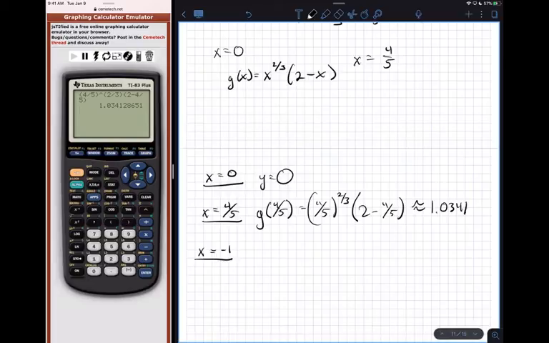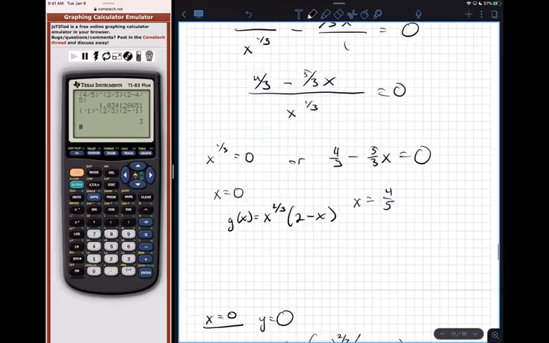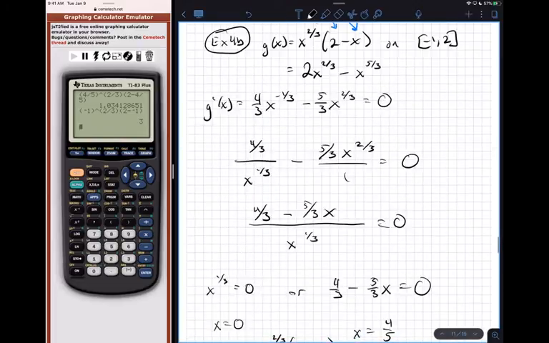So that's going to be a 1. That's going to be 3. I think the answer should just be 3. Let me do it like this: (-1) to the power of 2/3 times 2 minus a -1, 3. Okay. And then the other endpoint that we need to test is when x is 2.